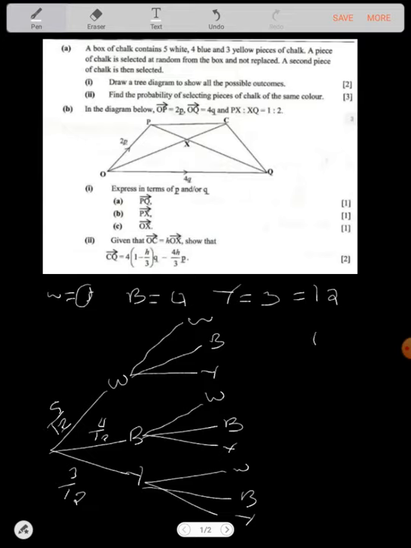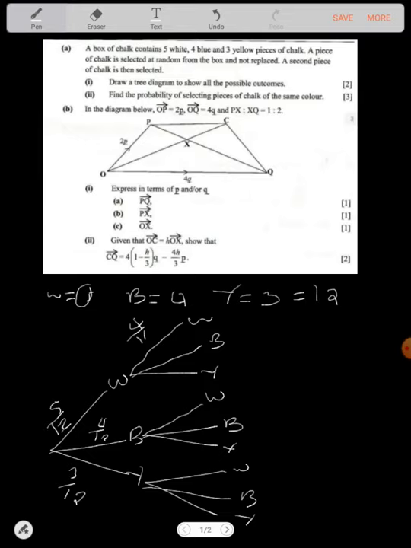Now if you pick white and white, what happens? White will reduce by 1. So if white reduces by 1, that means the total in the second selection is going to reduce by 1. You're going to have a total of 11 chalks now. So we have 5, and since we picked white and white, white reduced by 1, we're going to have 4 over 11.